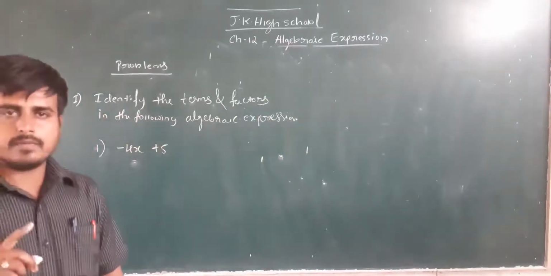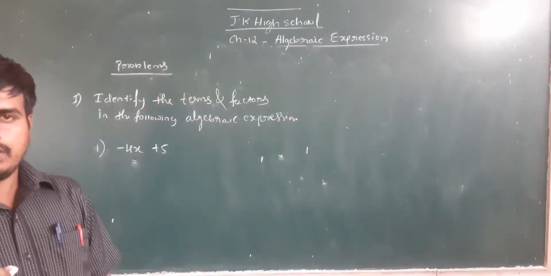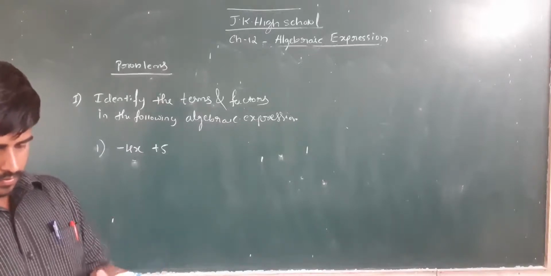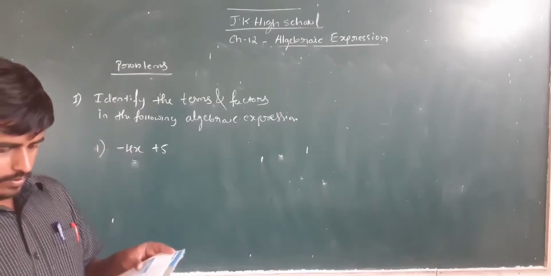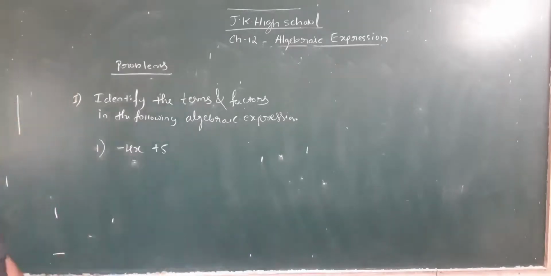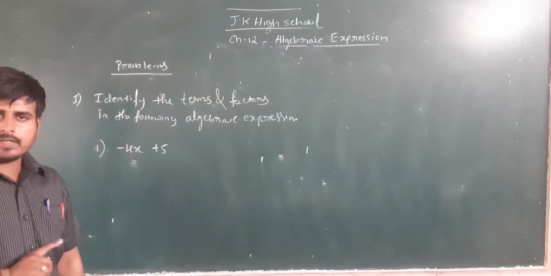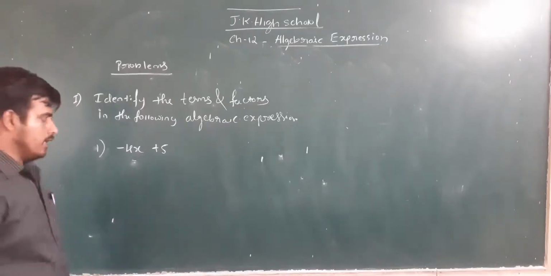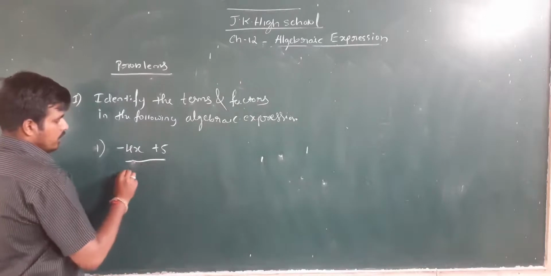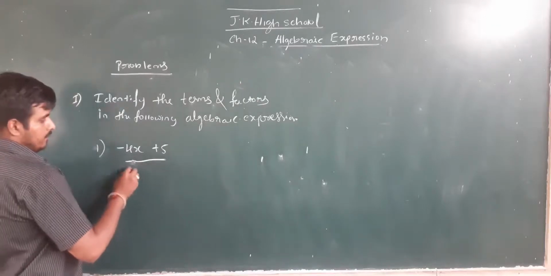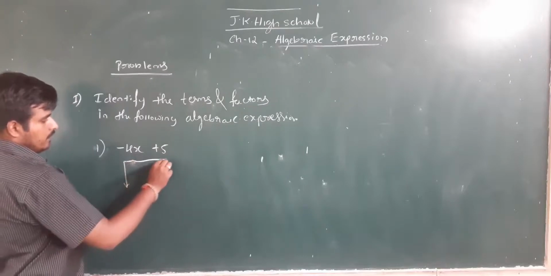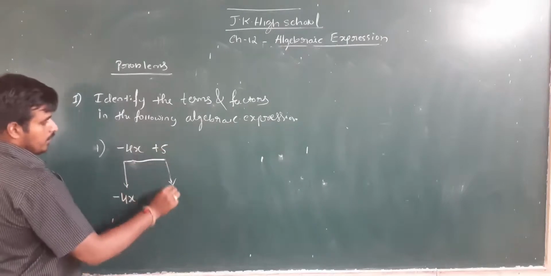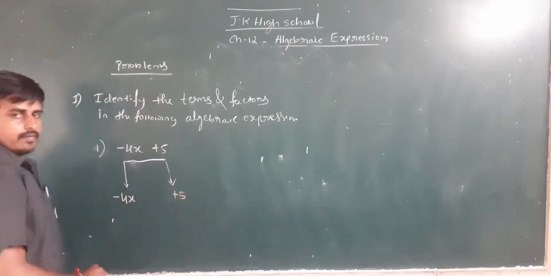First, how many terms are there here? Okay. You can draw it like a tree diagram also. Minus 4x plus 5. Total 2 terms are there. It is a binomial. If 2 terms are there in a given expression, it is known as a binomial. One term is minus 4x, another one is plus 5.